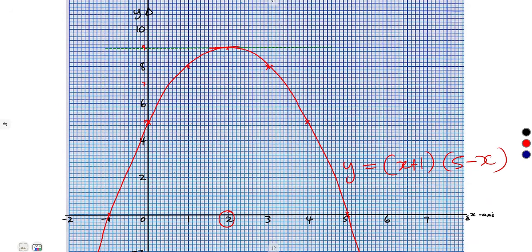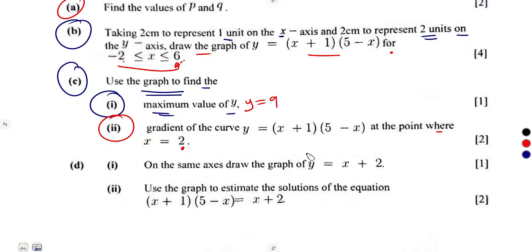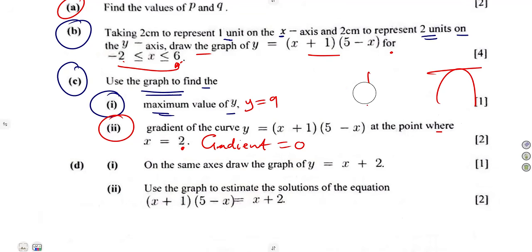A horizontal line, guys. Remember that for a horizontal line, gradient is equal to what? 0. Gradient at the maximum turning point is 0. So here, the gradient is simply equal to 0. You cannot calculate or determine that. It's just equal to 0 at the turning point. Even if it was a minimum turning point, gradient is equal to 0 at the minimum turning point, and at the maximum turning point, gradient is what?